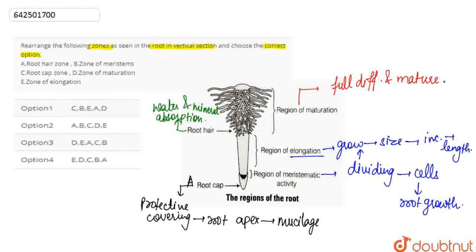So if we look at the codes here, the correct code is given to us under option 1, that's C, B, E and D as per this. So the correct answer here is option 1.